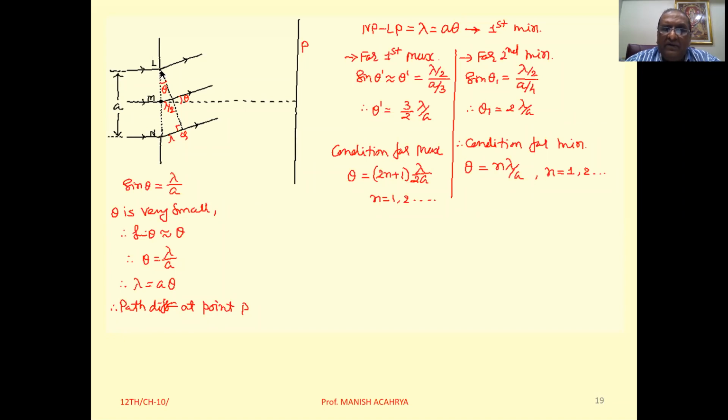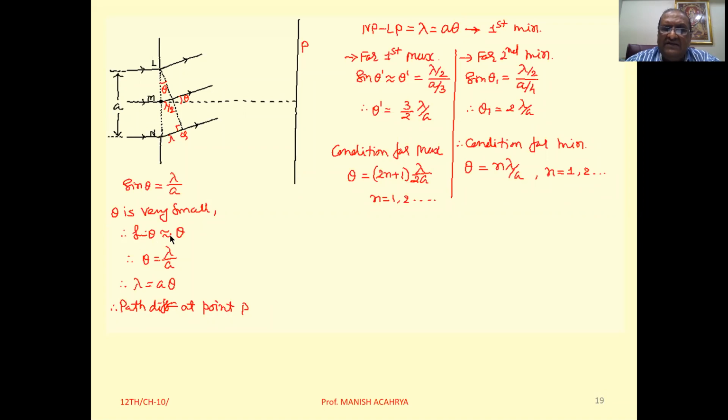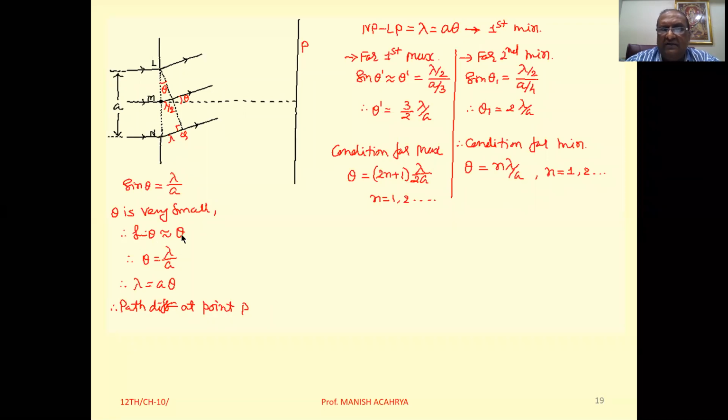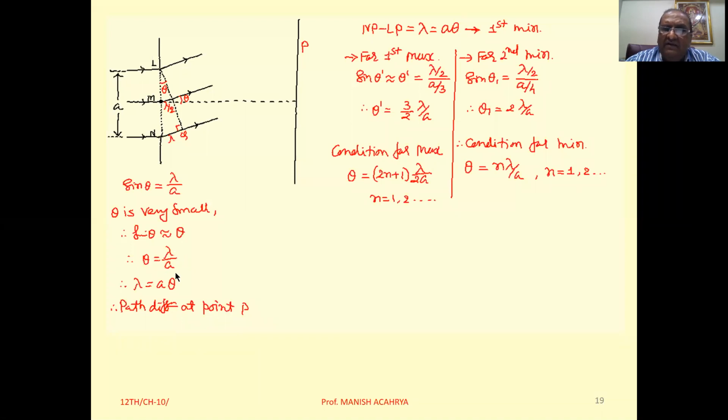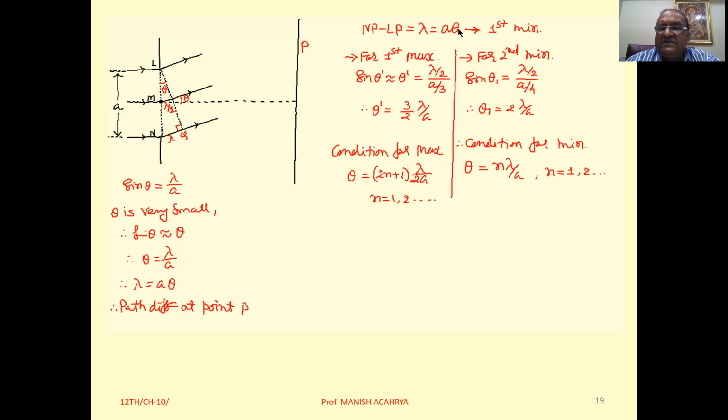upon this hypotenuse A. Now theta is very small, so we can write sin theta is nearly equal to theta. So theta is lambda by A. Okay, now path difference at point P, lambda, we can write this lambda equal to A theta, and that is for first minima.